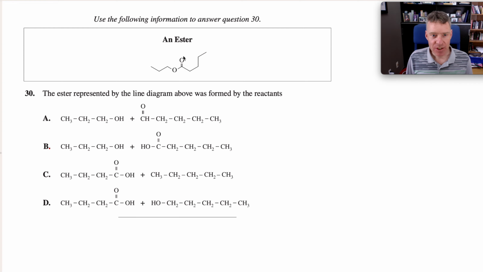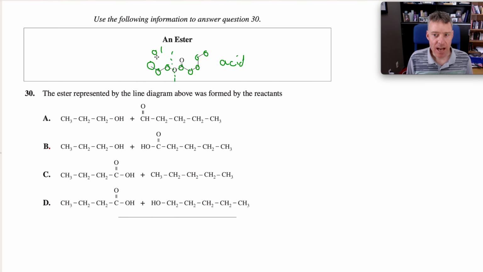We've got an ester. It's worth reading the box because there's not much here with a line structure. The ester represented by the line was formed by what reactants? So anytime we have lines, I always like to put little circles at the line segments to just pop out that carbon count. The side without the C double bond O, which is this side, came from the alcohol. The side with the C double bond O came from the acid, and it can be on the right or left. And I'm kind of splitting things down the middle through that O.